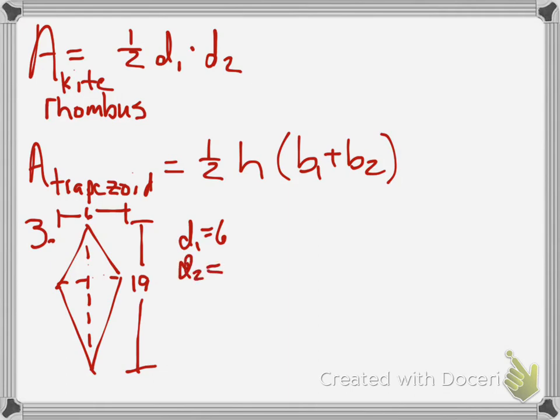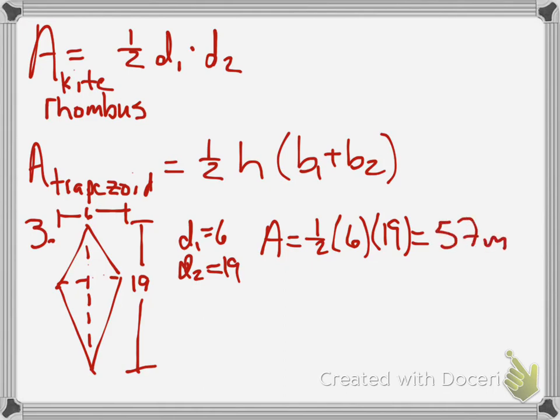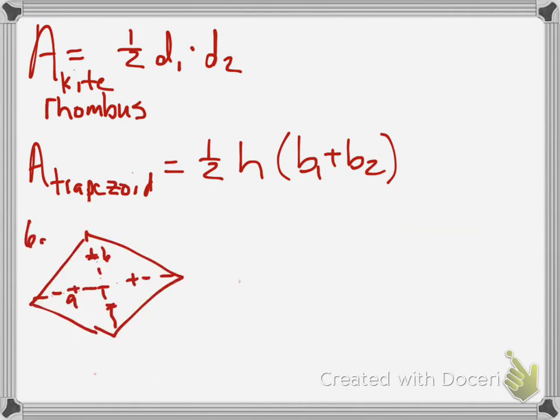Okay, and then you could just say that the area is equal to 1/2 of the 6 times the 19. And you get that area would be equal to 57 meters squared. Okay, how is that different? Like, how can I make that different? Well, look at the one for the rhombi.